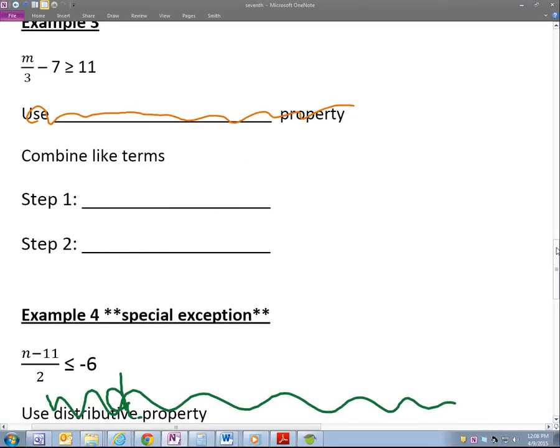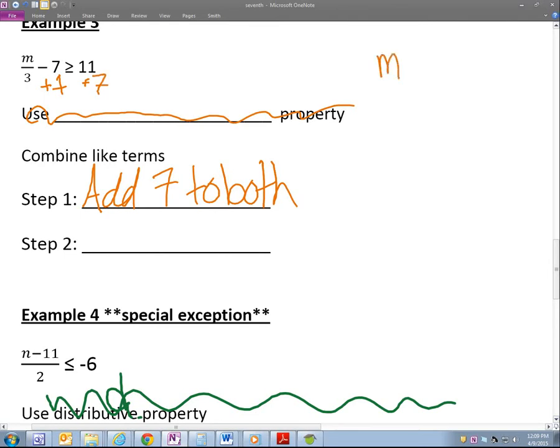So for this step, is this the one where we have to do division first? No, because it's not a full fraction on the one side. The first step that we're going to do is just add 7 to both sides. Plus 7 plus 7. And that would give us it's greater than or equal to 18.